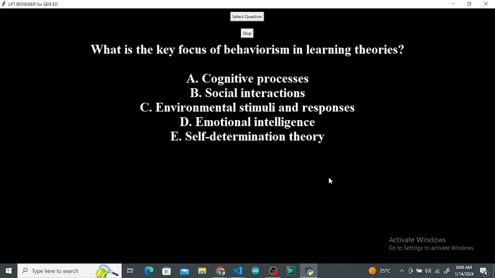What is the key focus of behaviorism in learning theories? A. Cognitive processes. B. Social interactions. C. Environmental stimuli and responses. D. Emotional intelligence. E. Self-determination theory. The correct answer is environmental stimuli and responses.